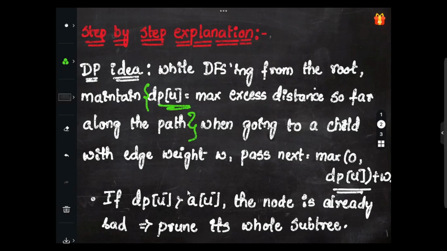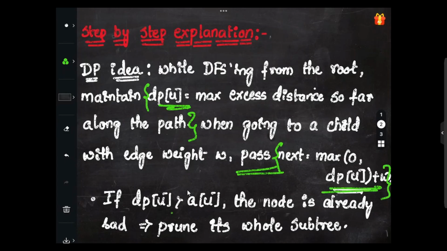So while DFSing from the root, we will maintain dp of u equals maximum excess distance so far along the path. When going to a child with edge weight w, we will pass next equals max of 0 comma dp of u plus w. This is in accordance with the question.